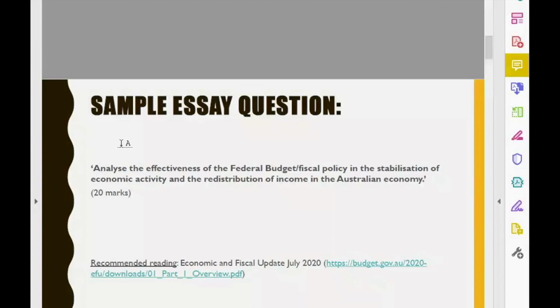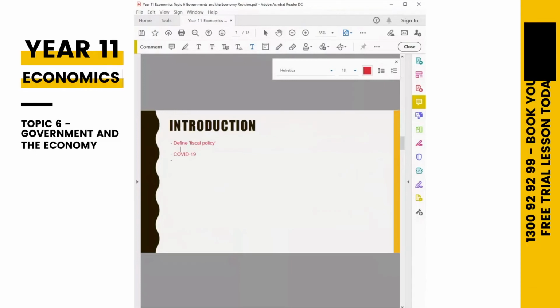A lot of kids will just look at this and think, okay, I'm going to talk about tax, I'm going to talk about automatic stabilizers, I'm going to talk about the areas of government expenditure, without linking it to other parts of the course. And you want to be trying to do that. So defining fiscal policy, this is the use of the federal budget in influencing 3 things, right? The first one is going to be stabilizing economic activity. It's going to have an influence in resource allocation, and lastly, distribution of income.